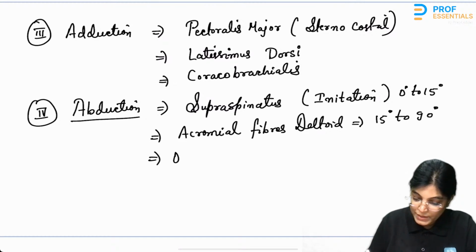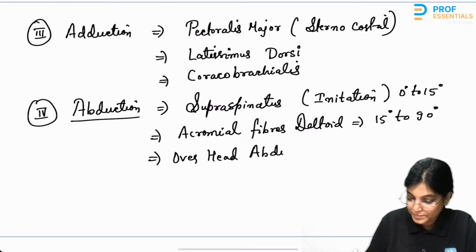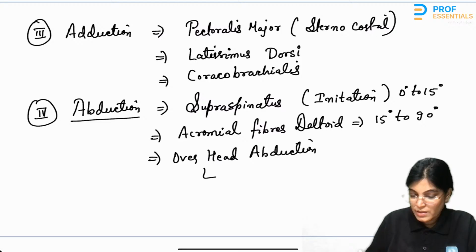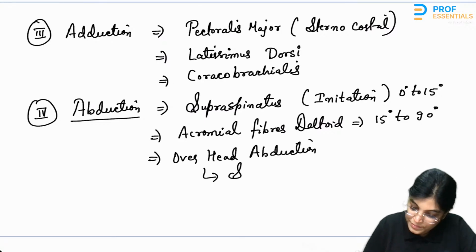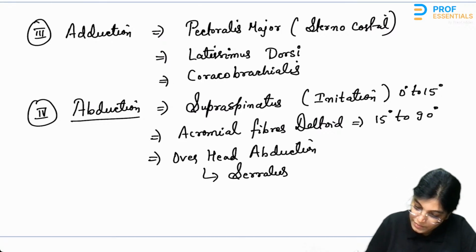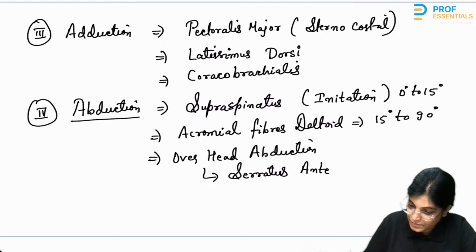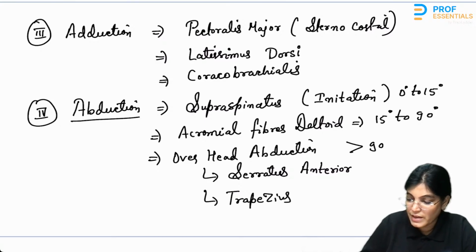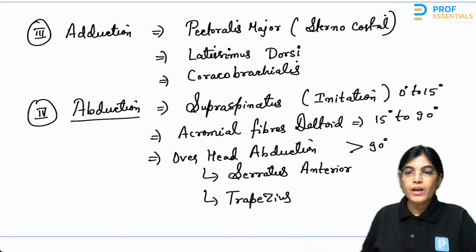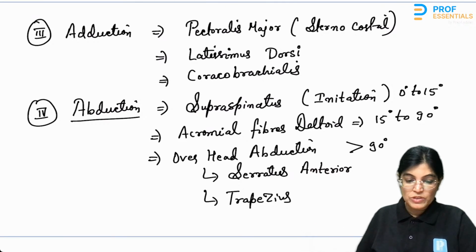And overhead abduction: basically, if I talk about overhead abduction, it is done by the serratus anterior and trapezius muscle acting together, that is greater than 90 degrees of abduction. So the serratus anterior muscle acts with the lower fibers of the trapezius muscle.